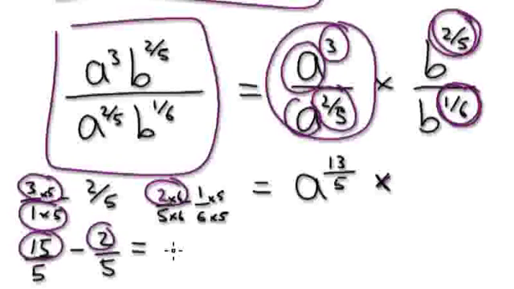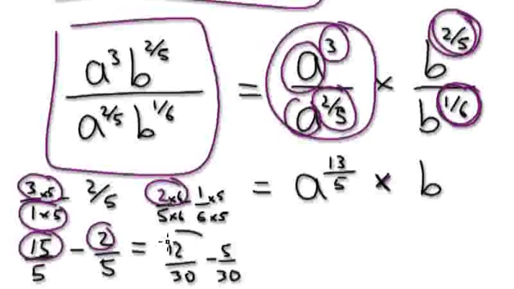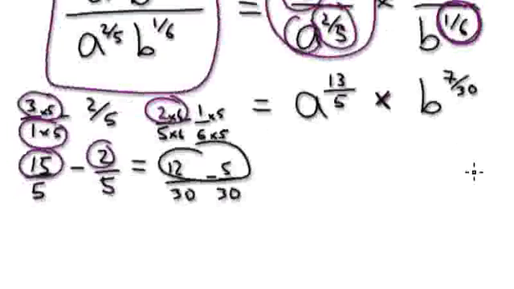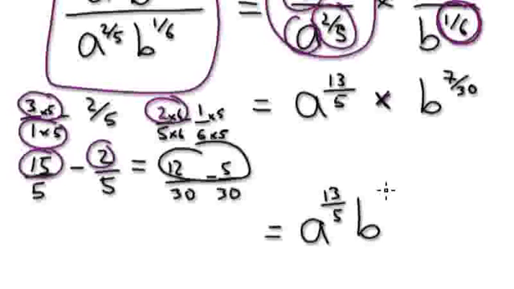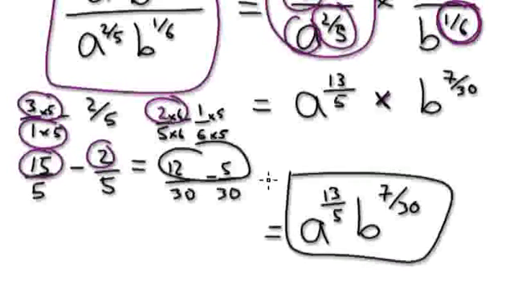So this here would be 12 over 30, and then we've got to take away 5 over 30. So b here would be these two now, so it would be 7 over 30. So the overall answer would be a to the power of 13 over 5, b to the 7 over 30. So this would be your final answer.